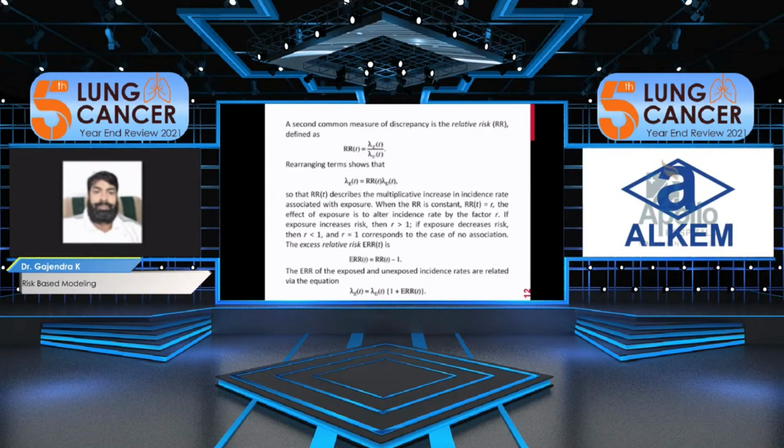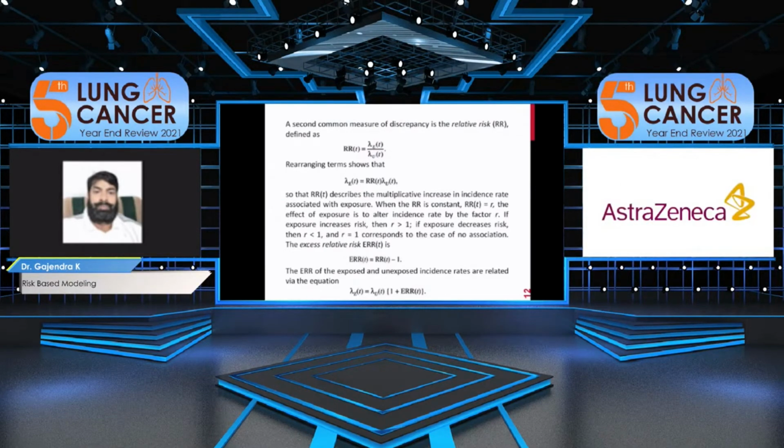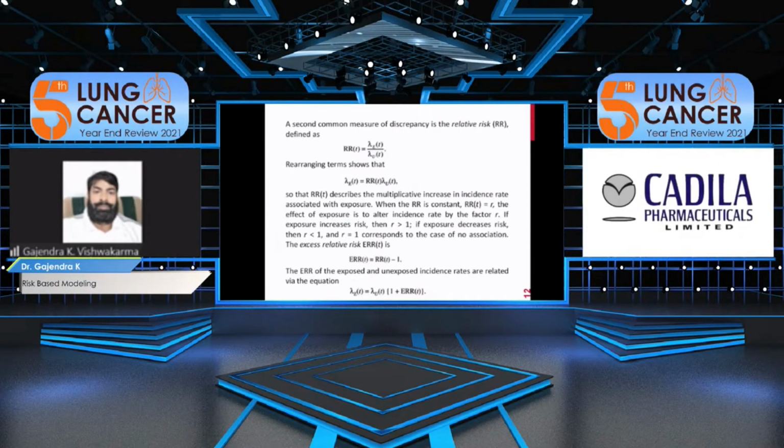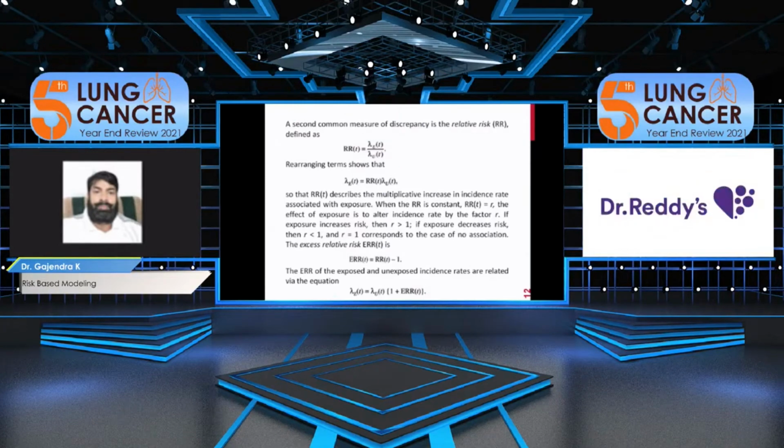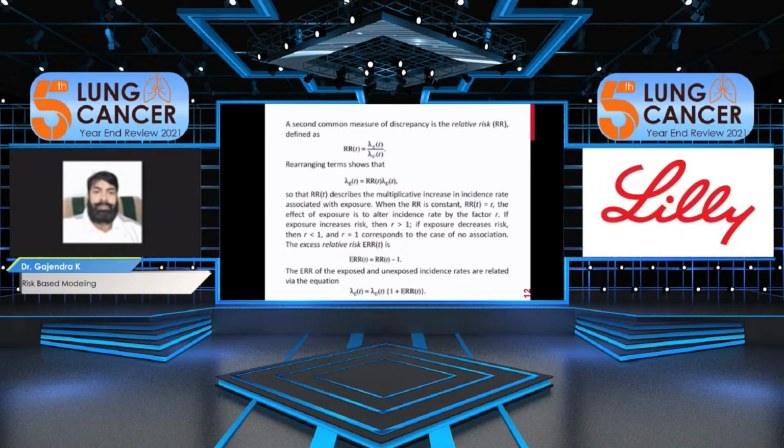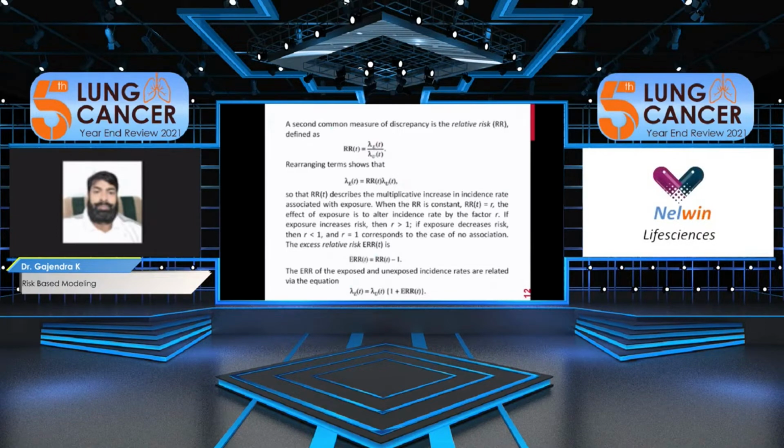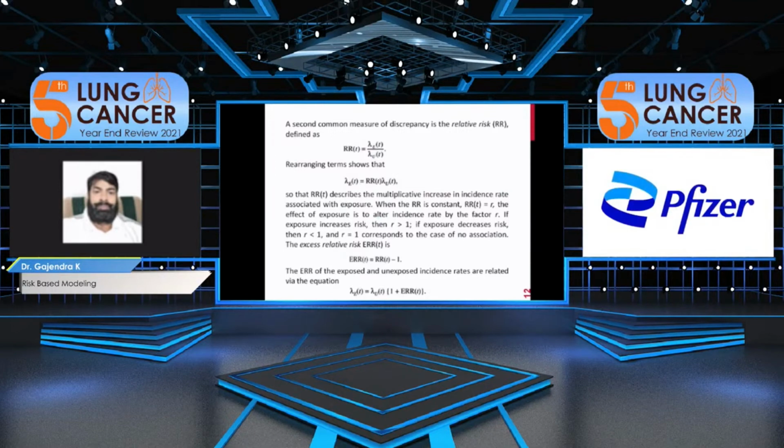When the relative risk is constant, say R, the effect of exposure is to alter the incidence rate by the factor R. If the exposure increases risk, then R is greater than 1. If exposure decreases the risk, then R is less than 1. And R equals 1 corresponds to the case of no association. Then there is the excess relative risk, which equals the relative risk minus 1. The incidence rates of the exposed and unexposed are related by the equation: incidence rate of exposed equals incidence rate of unexposed times 1 plus the excess relative risk.